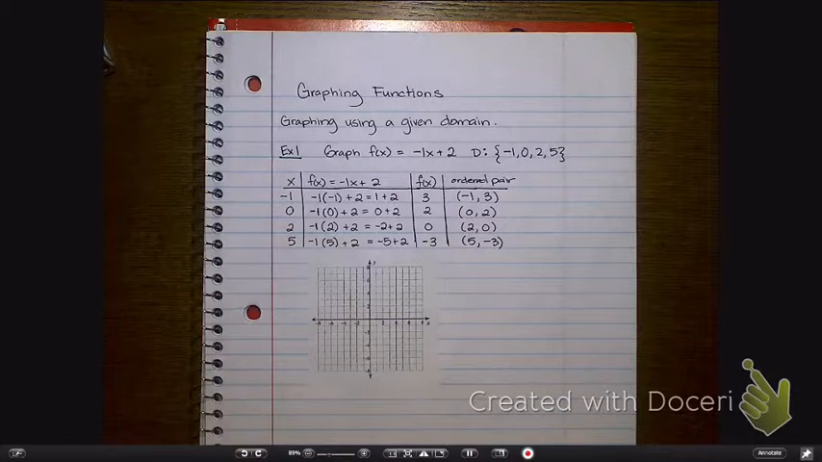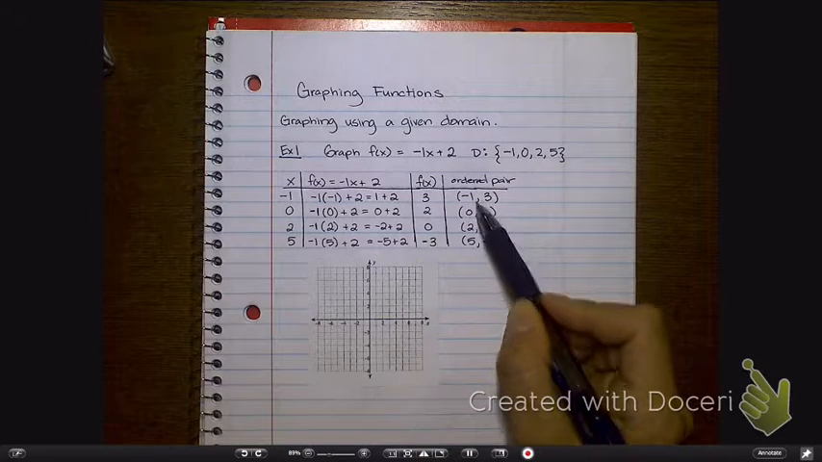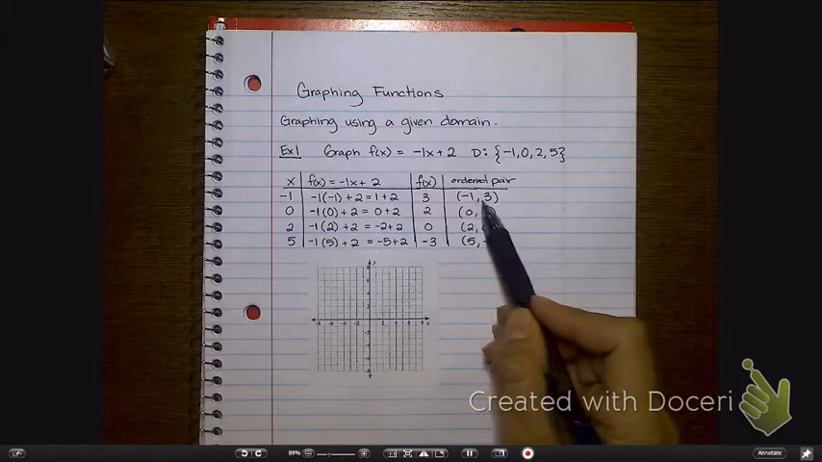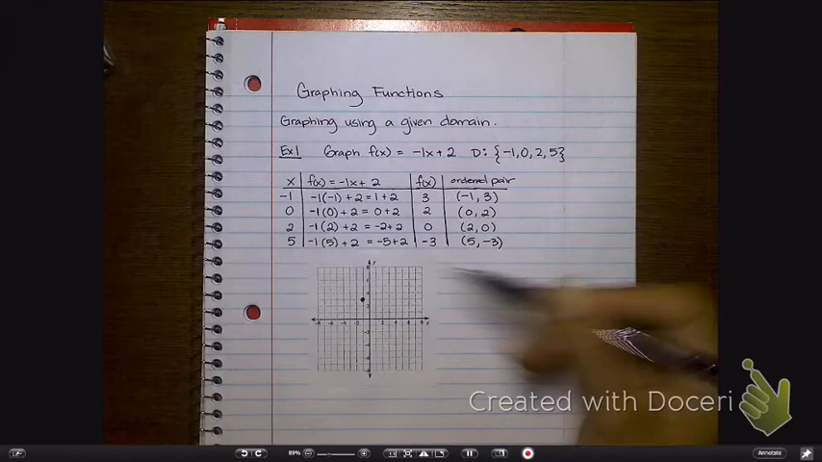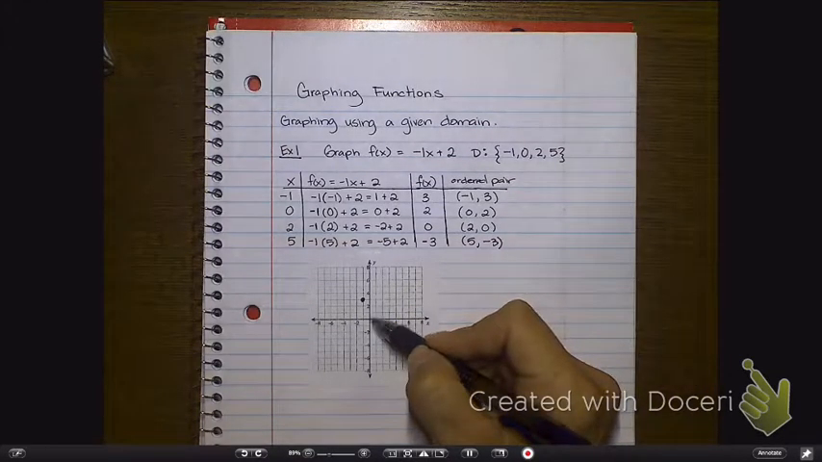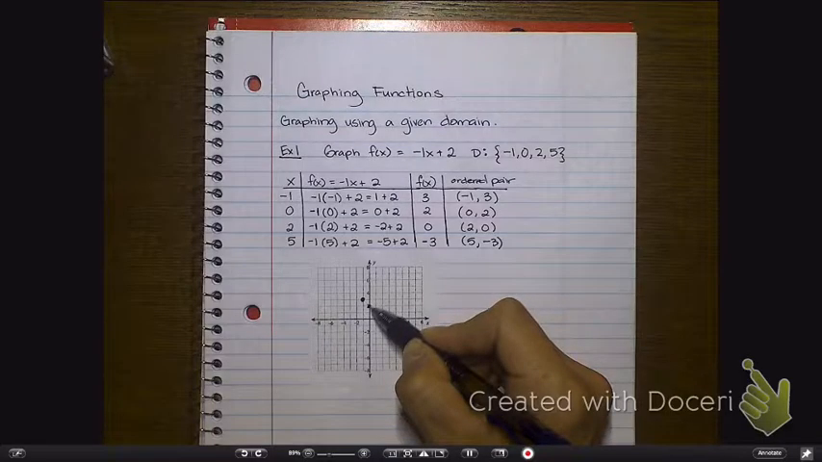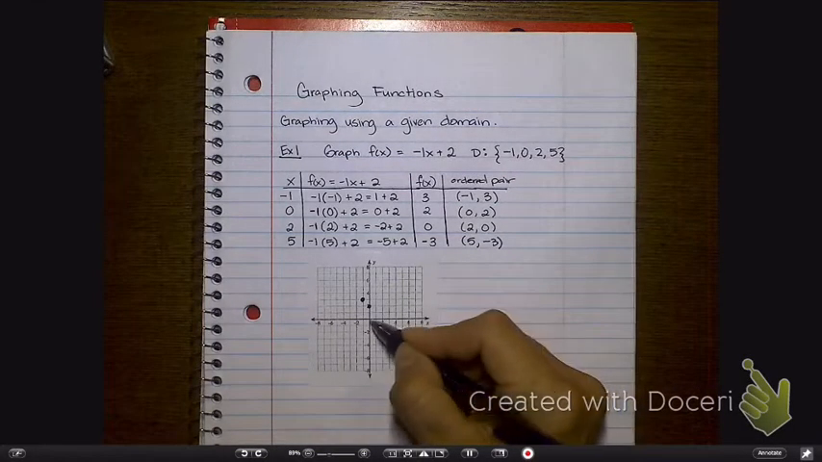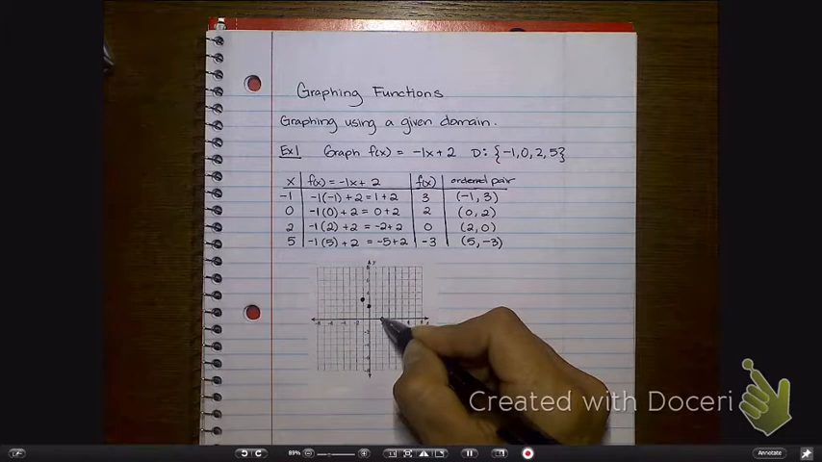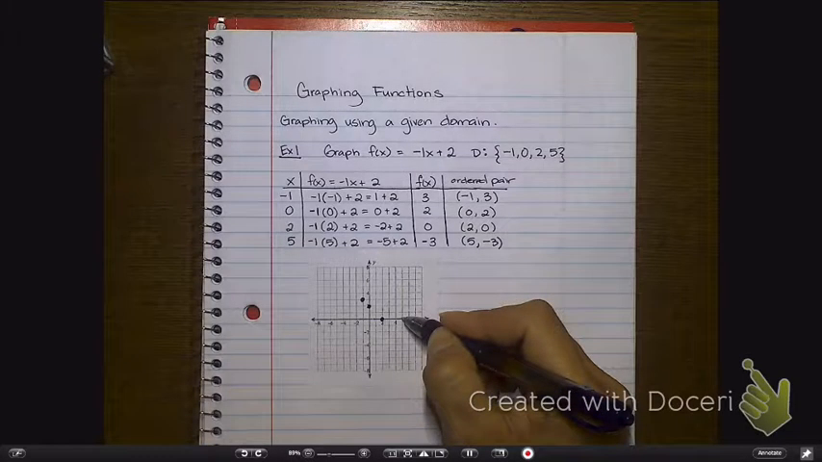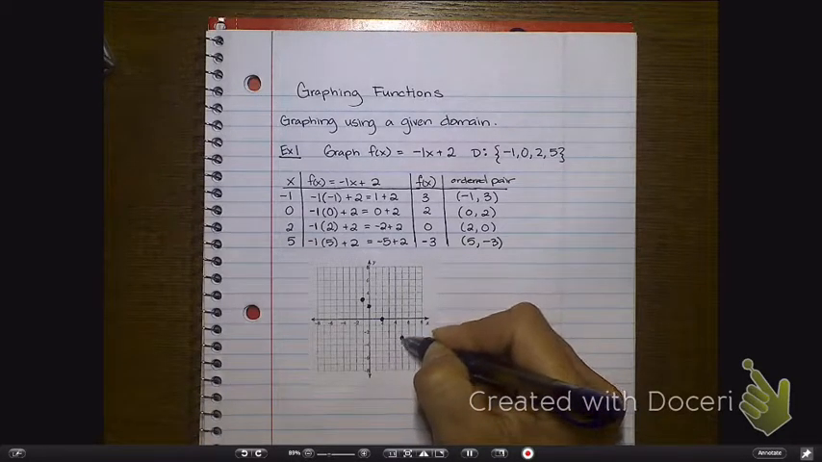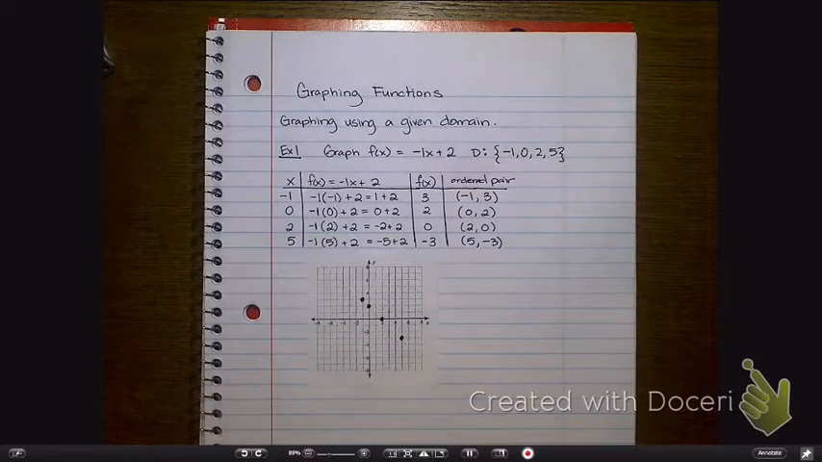Okay, so now we're going to graph each of these ordered pairs onto the graph. So negative 1 comma 3, that's to the left 1, up 3 spaces, right? Then 0 comma 2, that's over 0, up 2. 2 comma 0 means over 2 to the right, up 0. And then 5 comma negative 3 means 5 to the right, down 3. Okay, now I've gone ahead and I've graphed these points. This is what it should look like.